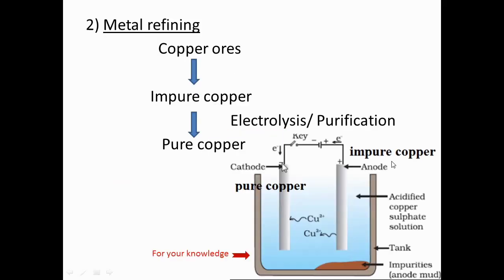The next one is metal refining. When copper is produced from copper ores, the copper obtained first is impure, so it is purified by an electrolytic process.